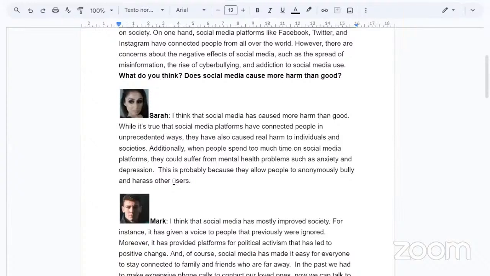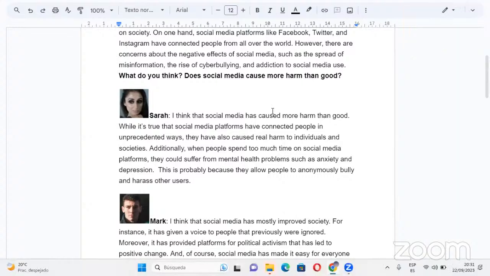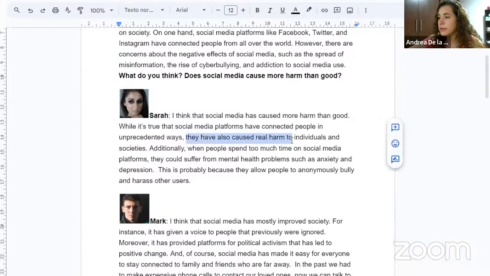I think I agree that social media is harmful. Exactly. Sarah agrees. Sarah says that yes, social media has caused harm. Okay. And what is her main reason? She talks about mental health problems, right? Such as anxiety and depression. Because here she doesn't really say anything. She says it has caused real harm, but she doesn't say how, why. So this is her main point, mental health problems.